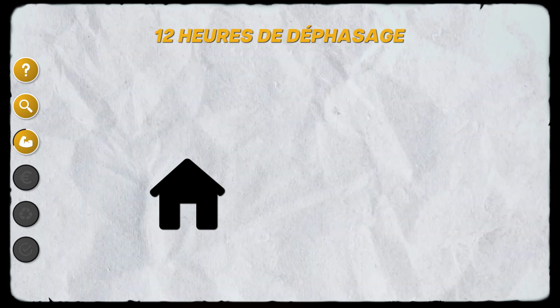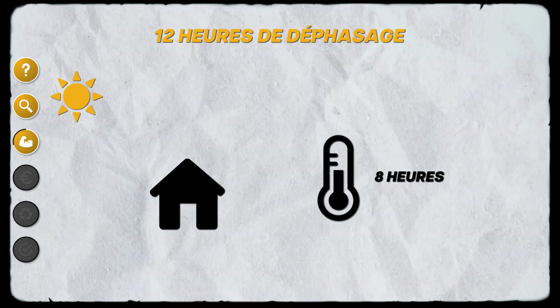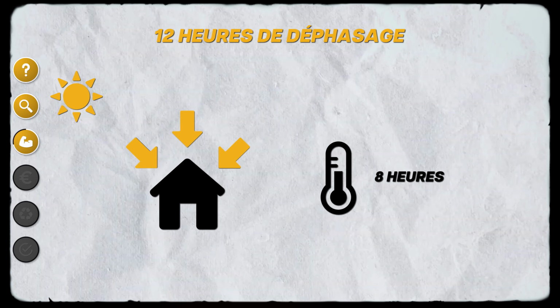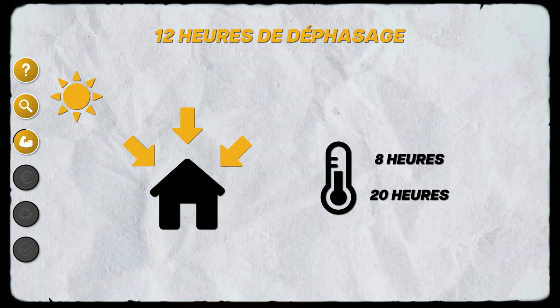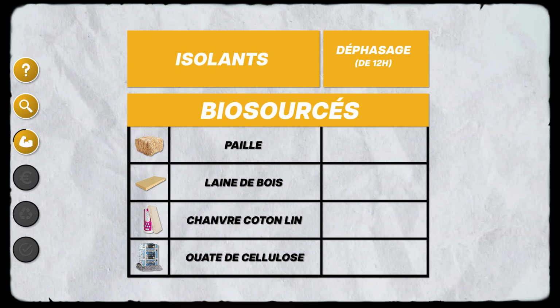For example, let's say it's summer, it's 8 AM, and the heat is starting to hit your house. Well, the heat will only manage to get through the insulation 12 hours later, which means at 8 PM when it's already cooler. Let's return to the chart and compare the 8 insulation types.